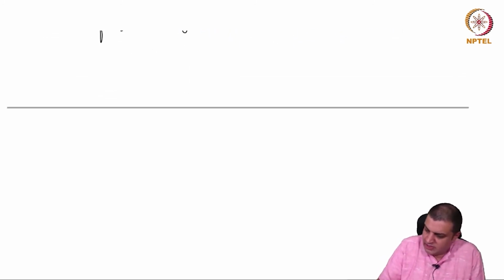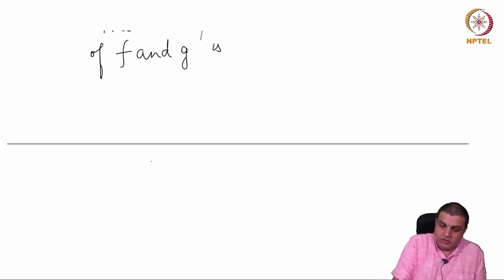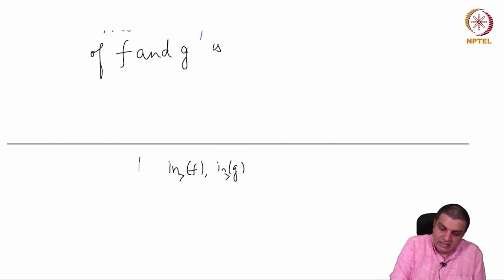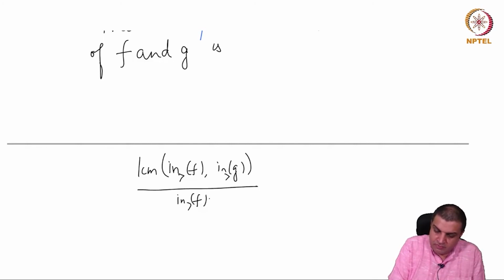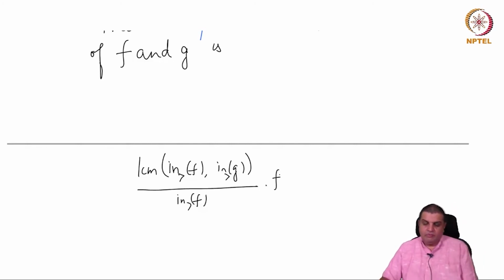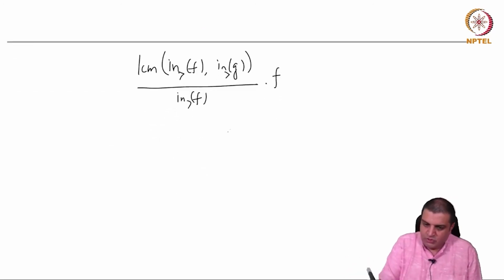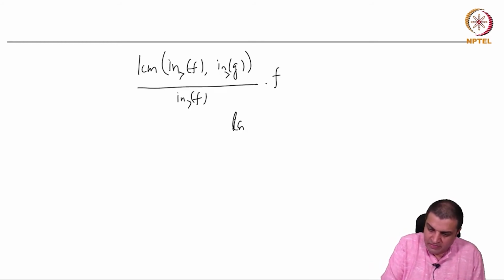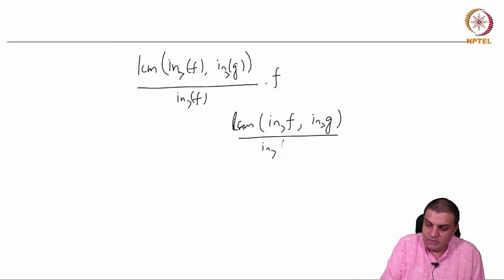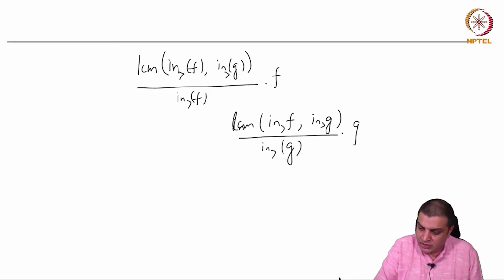Let me write it here. We take the initial term of f and the initial term of g, take their LCM, divide by the initial term of f, and multiply by f. Similarly, we do the same thing for g: you take the LCM of the initial term of f and the initial term of g, divide by the initial term of g, and multiply by g.